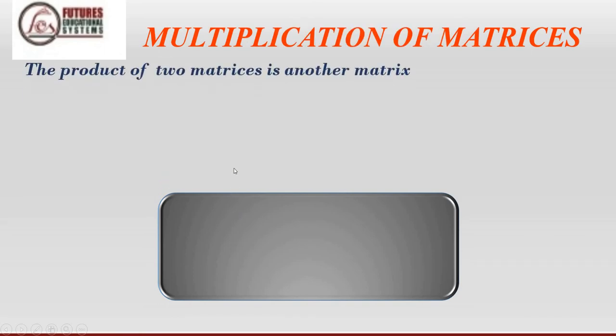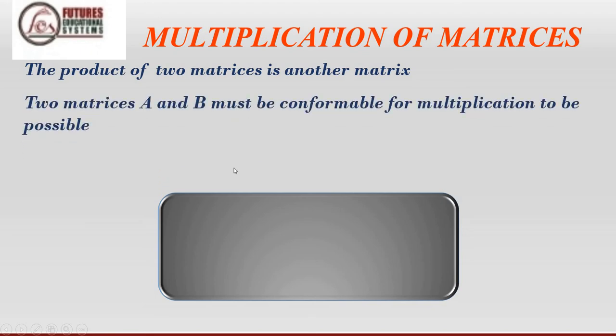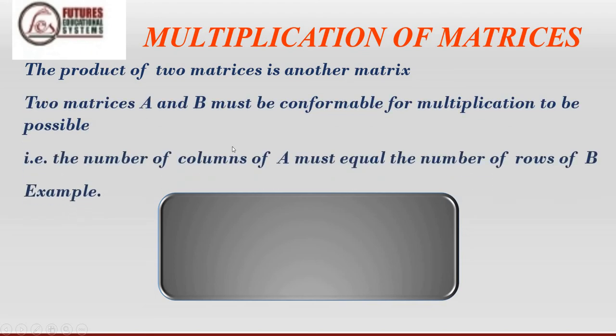Multiplication of matrices. The product of two matrices is another matrix. Two matrices A and B must be conformable for the multiplication to be possible. It means the number of columns of A must equal the number of rows of B. Let's go to this example.